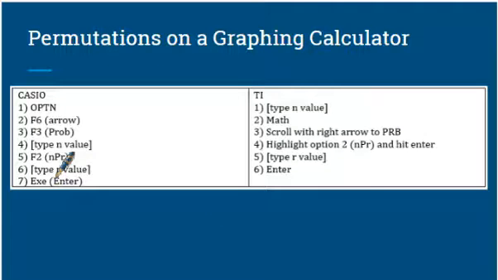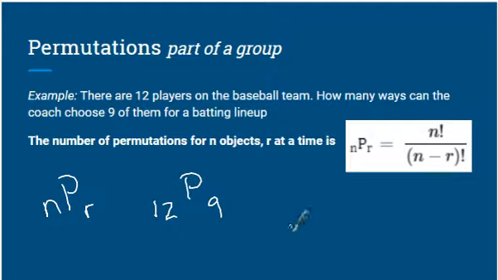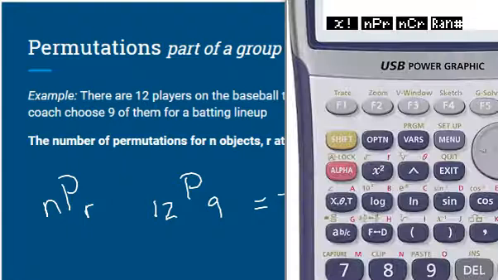So here are the steps for that, okay? We already have that probability screen up, so press option and go over to probability. If I'm going to do 12 P 9, I have 12 objects and I'm going to pick 9 of them. I want this nPr: 12 people on my team, 9 of them in the batting order. There are 79,833,600 different ways that we could list out all of those people in a batting order.